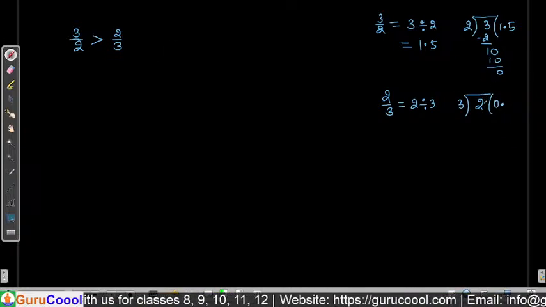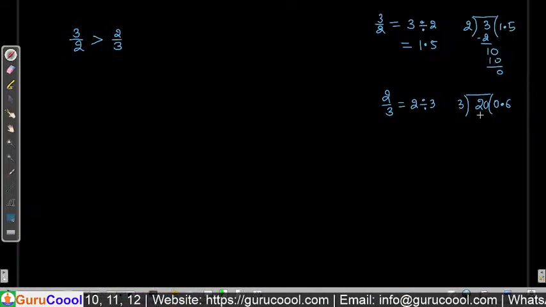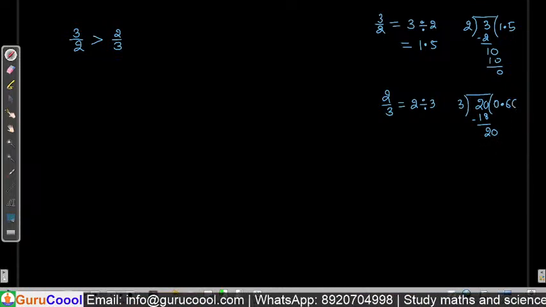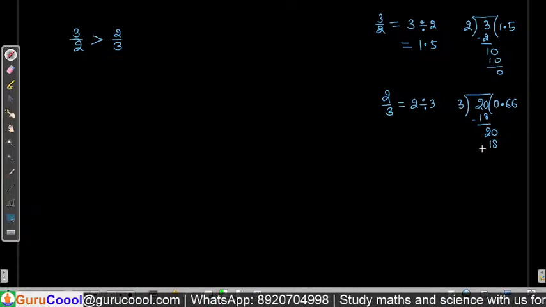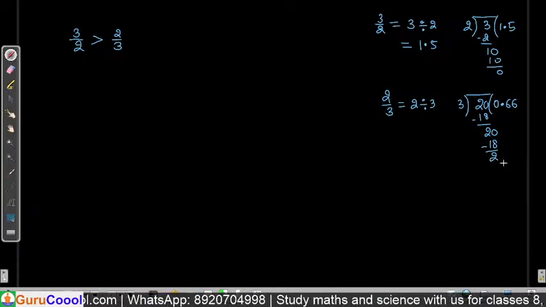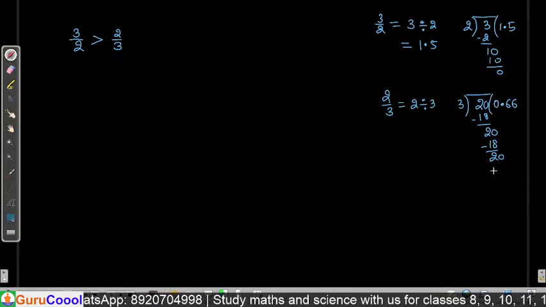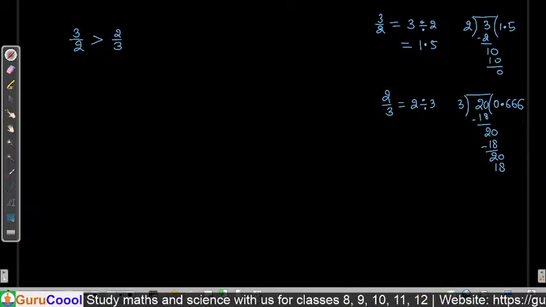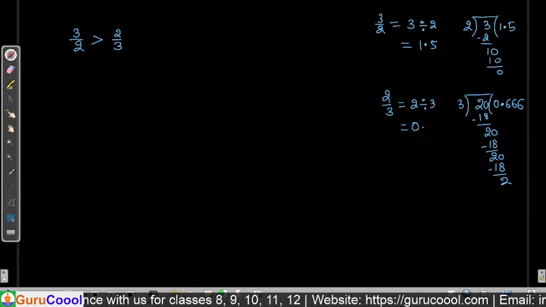If we take a decimal, then we take a 0 also, and it becomes 20. Now 3 6s are 18. 20 minus 18 is 2. Again you take a 0. Again it becomes 20. Again you divide, 6 times. 3 6s are 18. Again you subtract. Again 2 comes. Again you put 0. Again it becomes 20. Again you divide, 6 times. So it is like a never ending process. So the answer is 0.666 and so on.